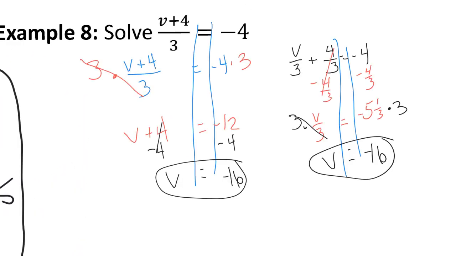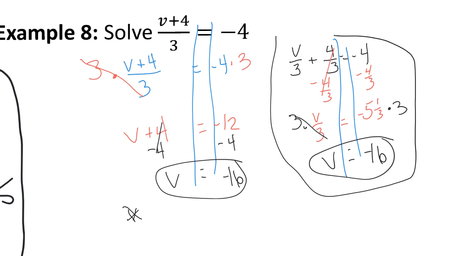Okay, so either way, you should have gotten negative 16. So here's the new method, and here's splitting them into two fractions. So whatever method you prefer, there they are. Okay, so you just have to be really careful that you, again, don't lose that negative 4, that negative sign.